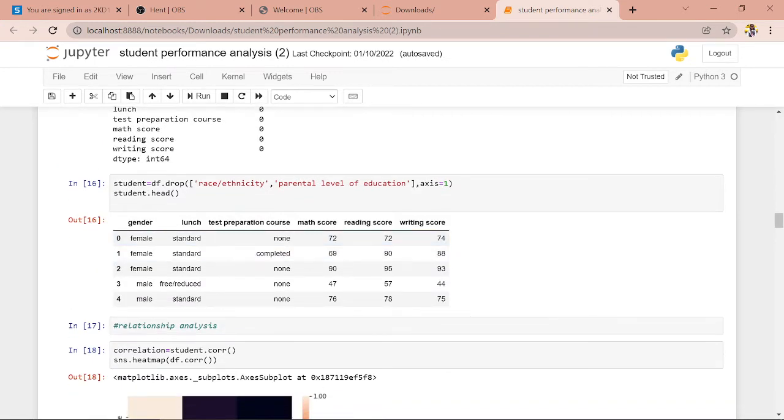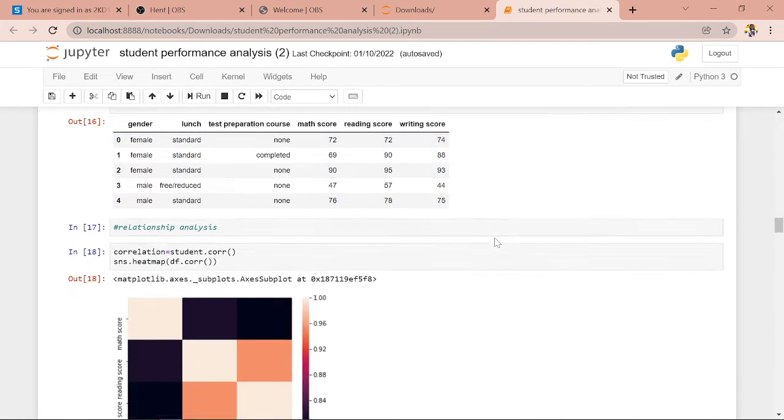student = df.drop(['race', 'parental level of education'], axis=1), then student.head(). Here we are dropping 2 columns, mainly race and parental level of education. There are a total of 8 columns, so we are dropping 2 columns, one is race and another one is parental level of education. After dropping, this is the output.